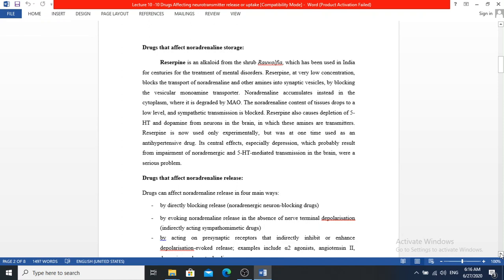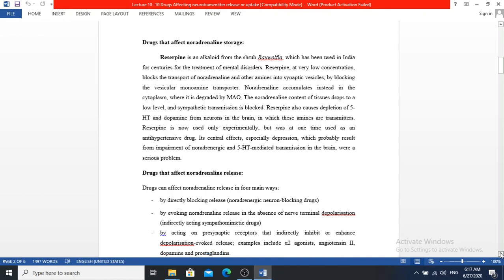Its central effects, especially depression, probably result from impairment of noradrenergic and 5-hydroxytryptamine mediated transmission in the brain, where it is considered a serious problem.